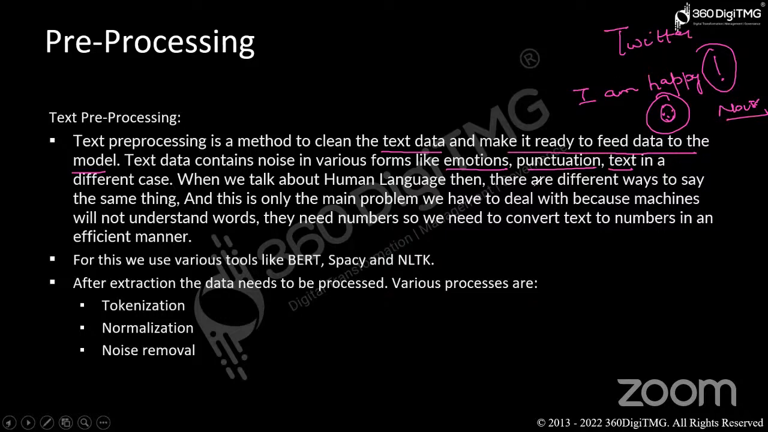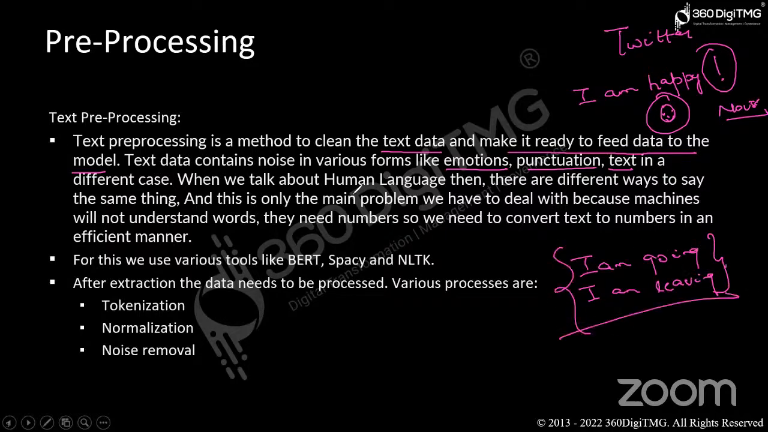When we talk about human language, there are different ways to say the same thing. For example, if I say, I'm going, or I'm leaving, right? The meanings are the same, but the way to communicate is different. And this is the main problem we have to deal with, because machines will not understand the words. They need numbers. So we need to convert this text to numbers in an efficient manner. That is your text pre-processing.